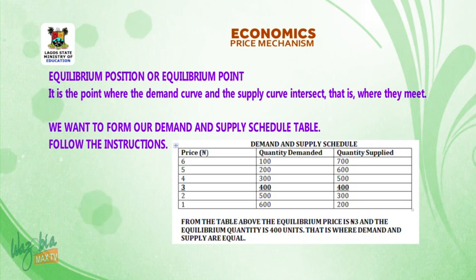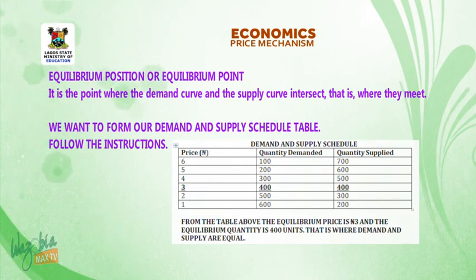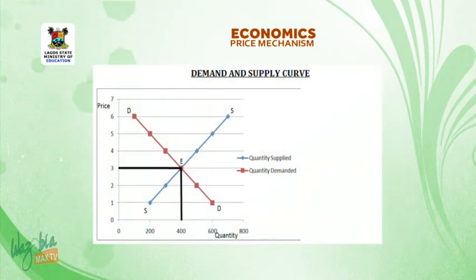From the table above, the equilibrium price is 3 naira and the equilibrium quantity is 400 units. That is where demand and supply are equal. So we want to draw it now. We want to draw the above table.